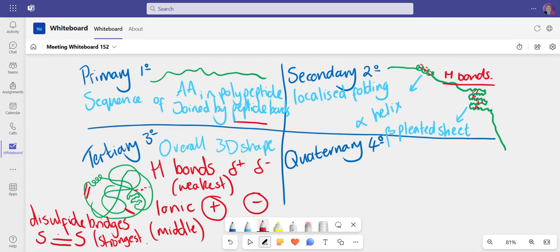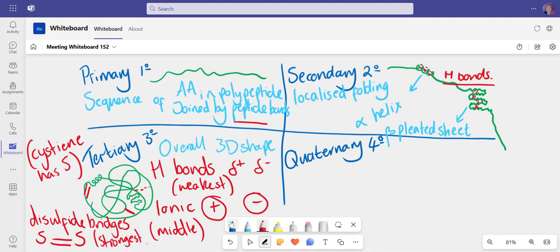Now, these sulfur atoms, you only find them in one type of amino acid, and the amino acid that contains sulfur is called cysteine. Remember, there's actually 20 amino acids, and it's only cysteine that contains sulfur. So wherever you get a disulfide bridge, it'll always be between two cysteines, so it's between two sulfurs.